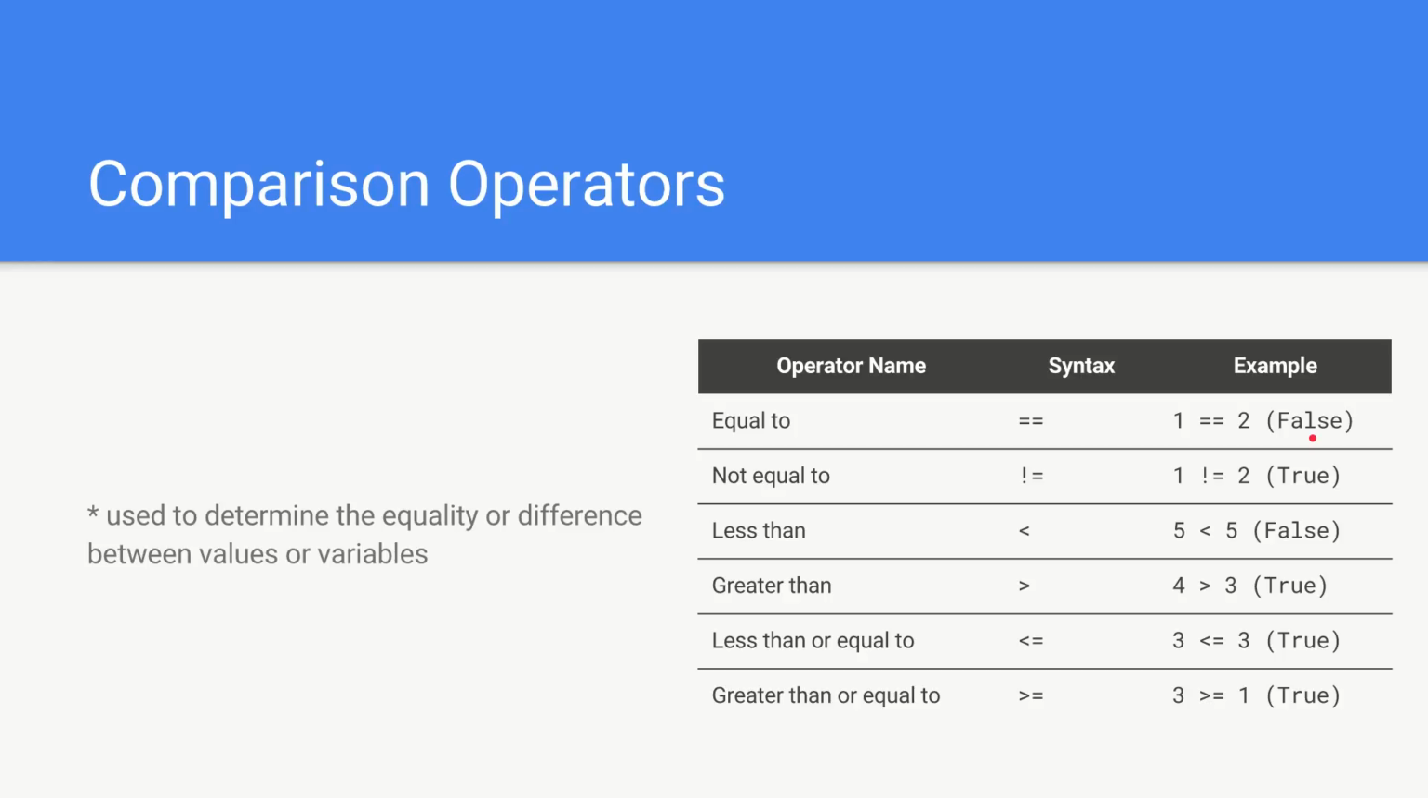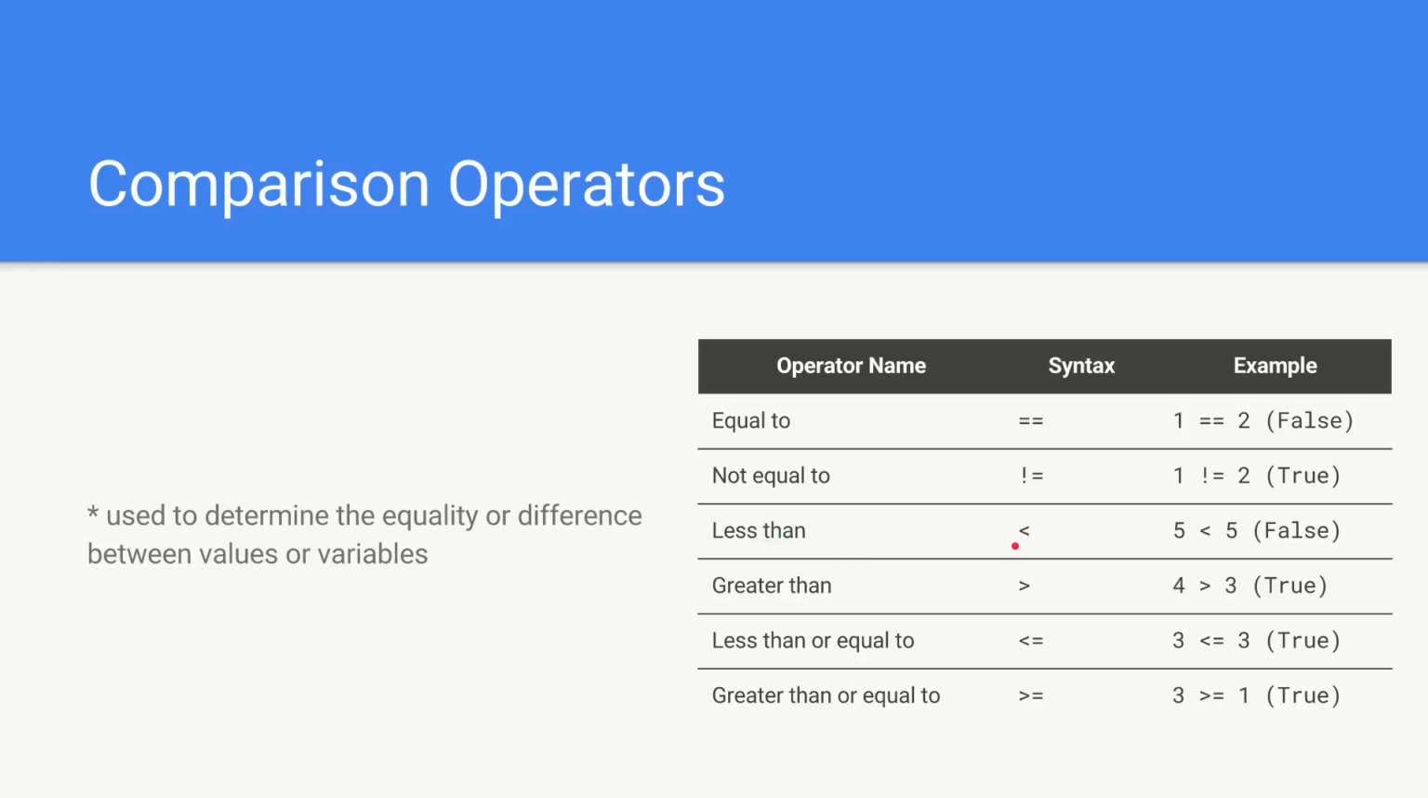The opposite to our equal to operator is our not equal to operator, which is represented by an exclamation mark and an equal sign. This operator checks whether two values are not equal to each other, and if they aren't equal, it returns true. So here in the example, we can see that 1 is not equal to 2, so this operator returns true.